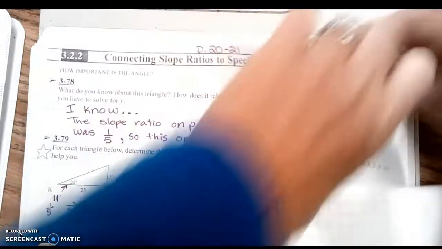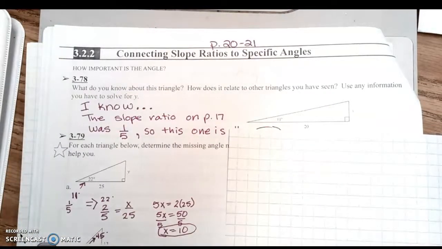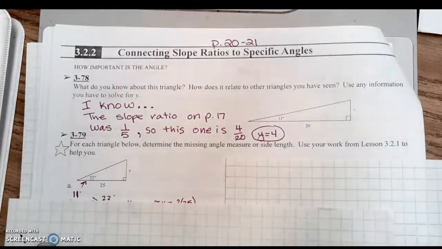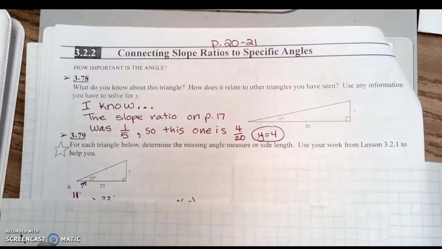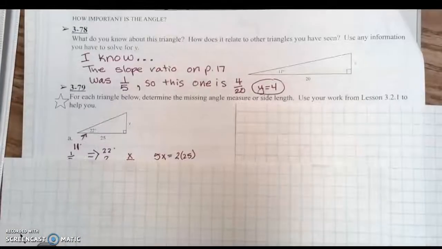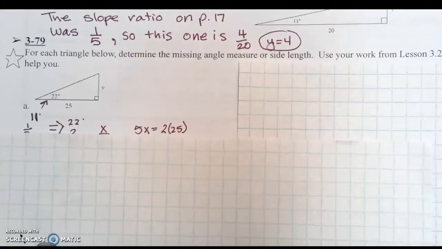So for question number 79, it says, for each triangle below, determine the missing angle measure or side length. Use your work from lesson 321 to help you, okay? So for part A, we have an angle measure in here. Let me make it just a little bit bigger. Wrong way. There we go.